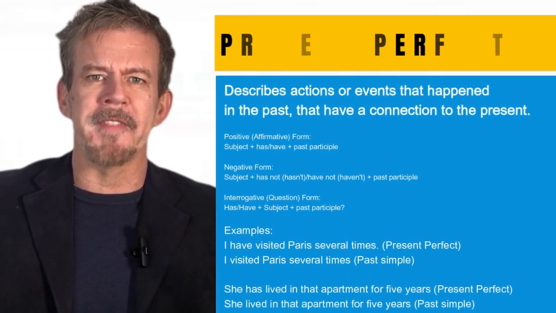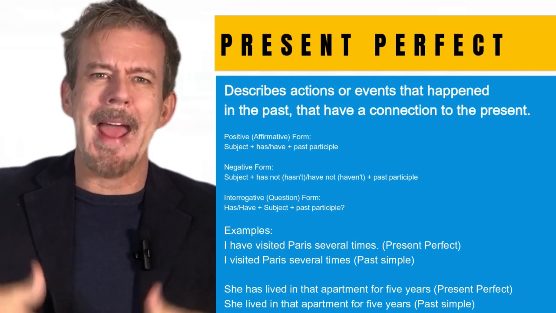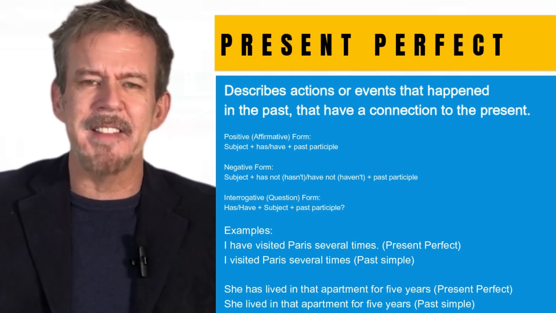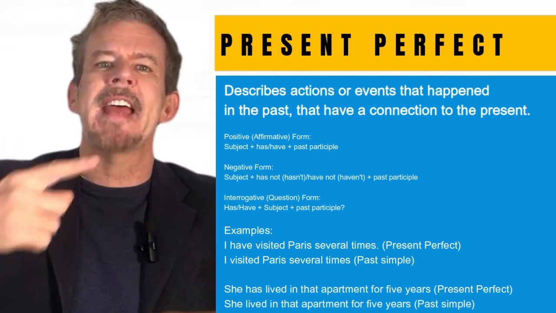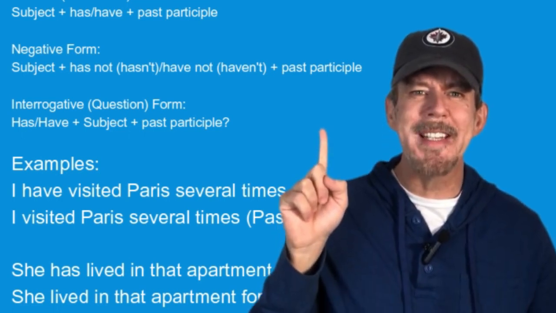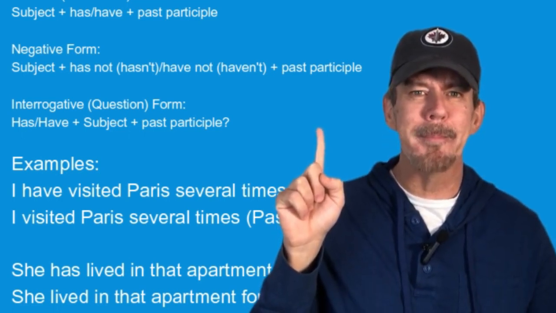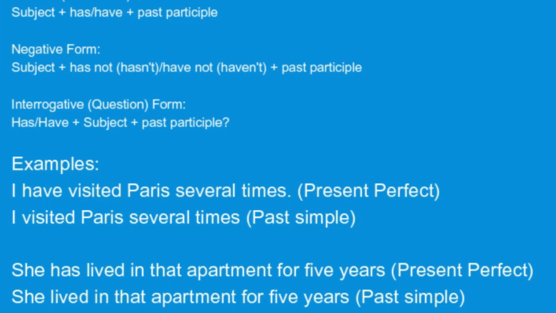Okay, now things get a little bit more difficult with the present perfect tense. Now, this tense is used to describe actions or events that happened in the past that have a connection to the present moment, right now. What's the difference between simple past and present perfect? It's a good question. Let's look at some examples.